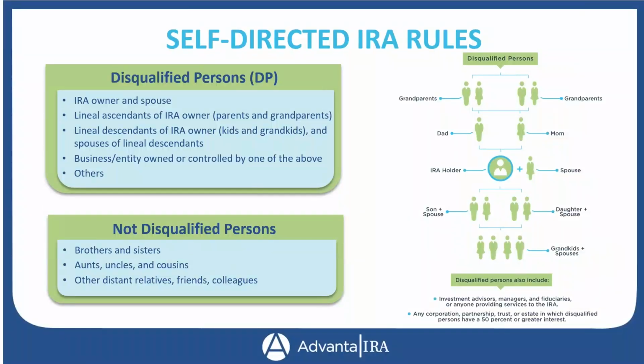Who's not disqualified? Well, that's brothers, sisters, aunts, uncles, cousins, and other distant relatives, friends, and colleagues. However, dealing with any individuals, even if they're not technically disqualified, at an arm's length basis will be really important here. So what does that look like? Making sure you're making investments for the sake of making the investments and not because you're looking at the personal benefit to you. So for example, if you said, well, I'd really like to lend my brother money to buy a house and I don't care if he ever pays me back, well, that's not really an investment, and that's probably something the IRS is going to take issue with.